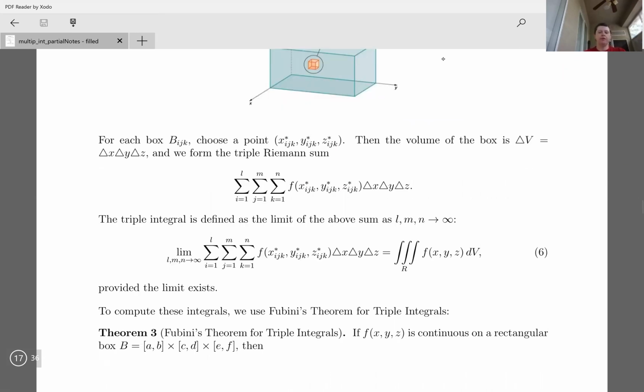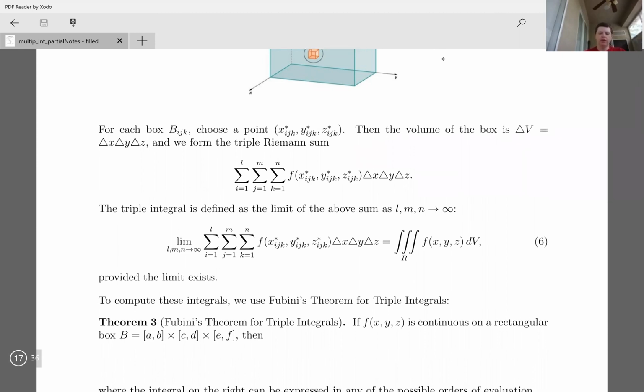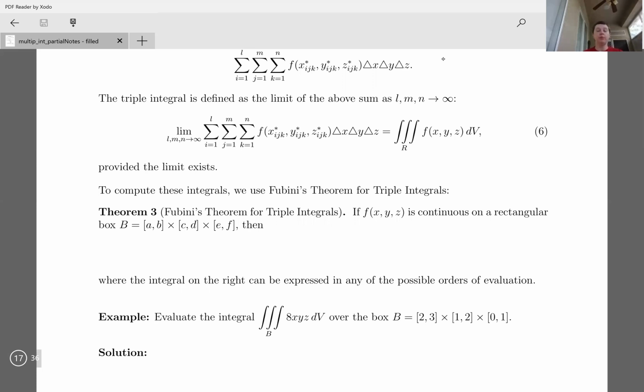And so when we take the limit as L, M, and N go to infinity, right? So we make the delta x, delta y, delta z infinitely small. That'll give us the triple integral over our region of f of x, y, z dV, provided, of course, that the limit exists. So to compute these integrals, we're going to use Fubini's theorem for triple integrals, which is pretty much the same as Fubini's theorem for double integrals.